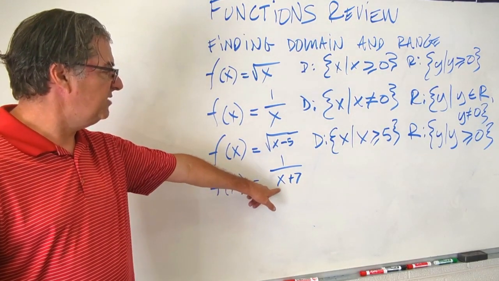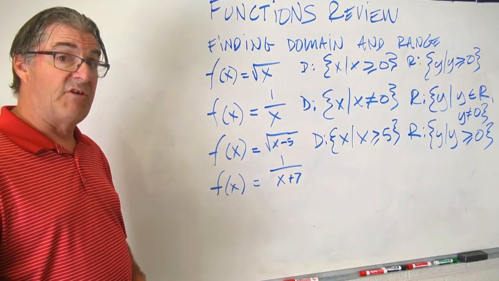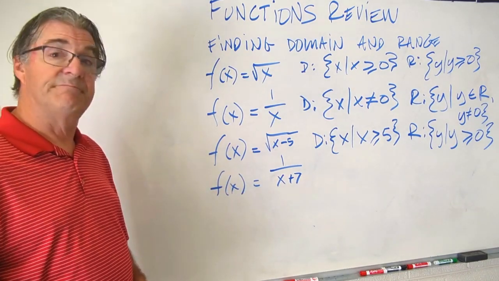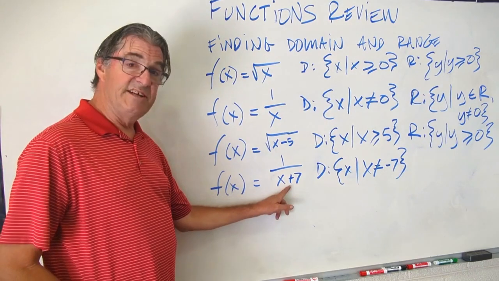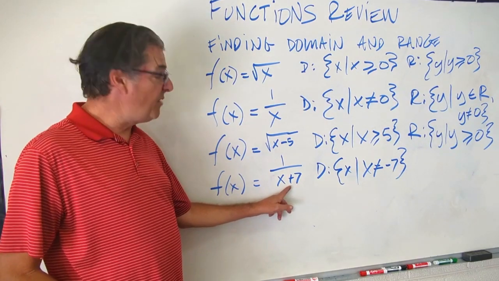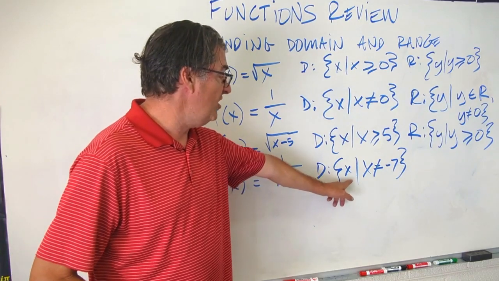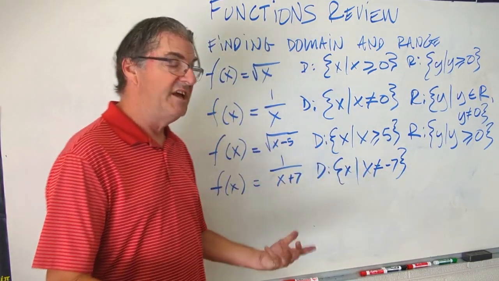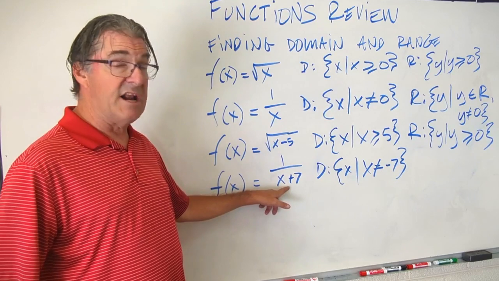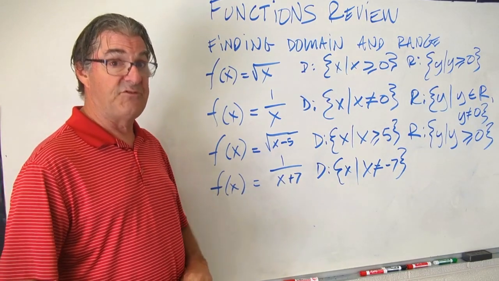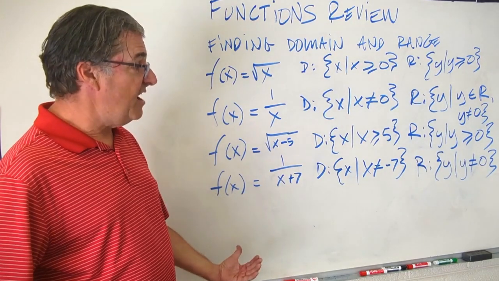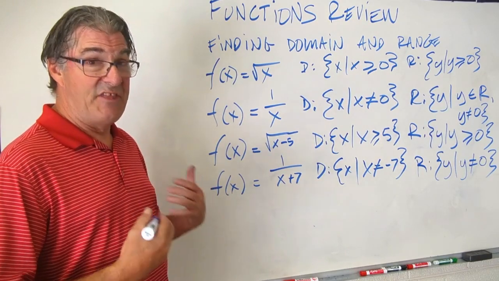1 over x plus 7. Pause the video and see if you can write down the domain of that function. Okay, what you need to realize is that you just can't have 0 on the bottom of this fraction. That's the only limitation. So the domain here is the set of all x such that x is not equal to negative 7, because that would make the bottom of the function 0. Now figure out the range. Okay, if you figured out that y can't be 0, that's correct.